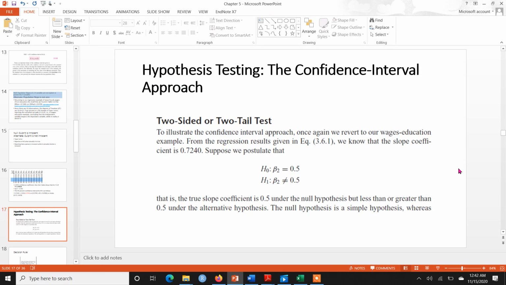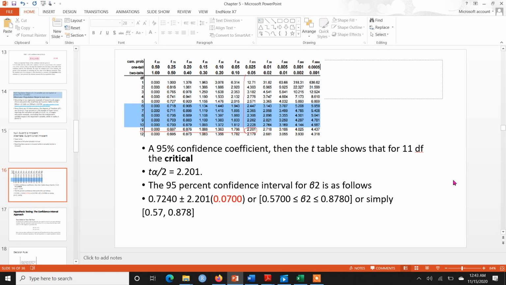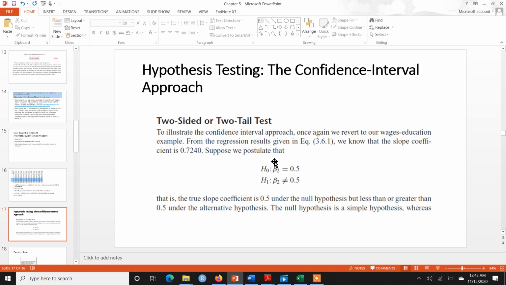For now, it's not the case that we always test for whether the slope coefficient is 0 or not. Sometimes we are interested in testing other values of slope. For example, if we want to see whether the slope coefficient is equal to 0.5 or not, so we want to test this hypothesis, how can we test it? It's very easy. This time I'm going to analyze this, you see, this was my confidence interval, 0.57 to 0.878.